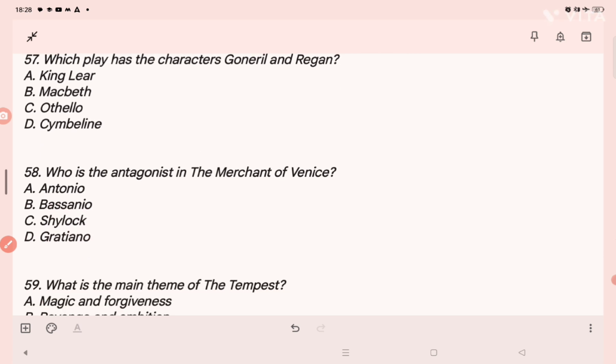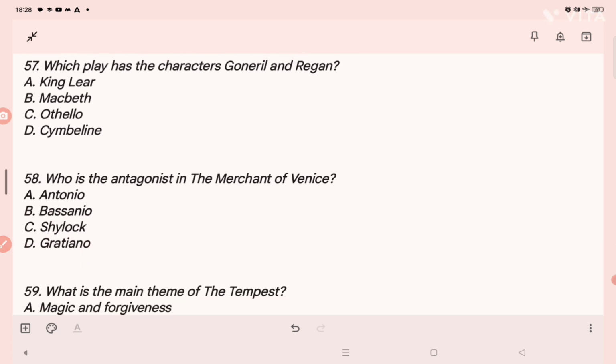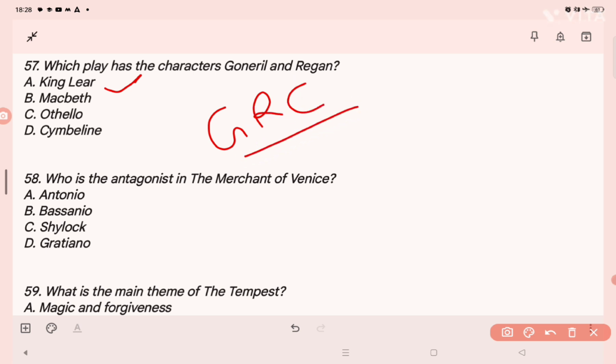Which play has the characters Goneril and Regan? Option A. King Lear. Goneril, Regan, Cordelia. Goneril and Regan are the two villainous daughters of King Lear in the play, and Cordelia is the loyal and honest daughter.